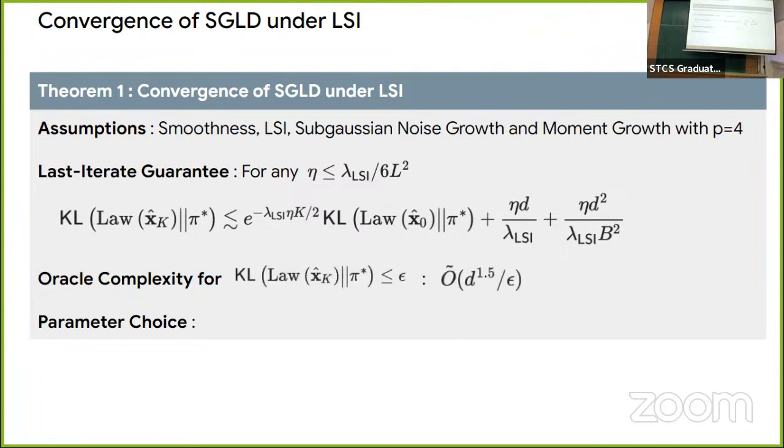Okay, so the oracle complexity here is that if you want the KL of the law of X k hat to pi star to be less than or equal to epsilon, you need an oracle complexity of d to the 1.5 over epsilon. The parameter choice which achieves this is that you take eta to be of the order epsilon over d, and then b, the batch size, is of the order root d. Root d is not a bad batch size in moderately large dimensions, and then k is of the order d over epsilon.